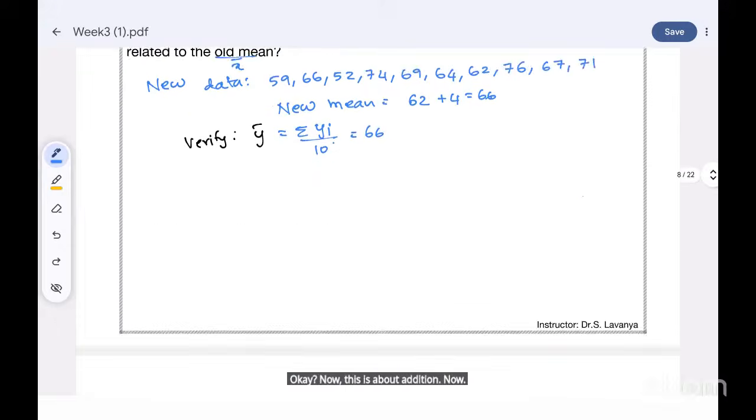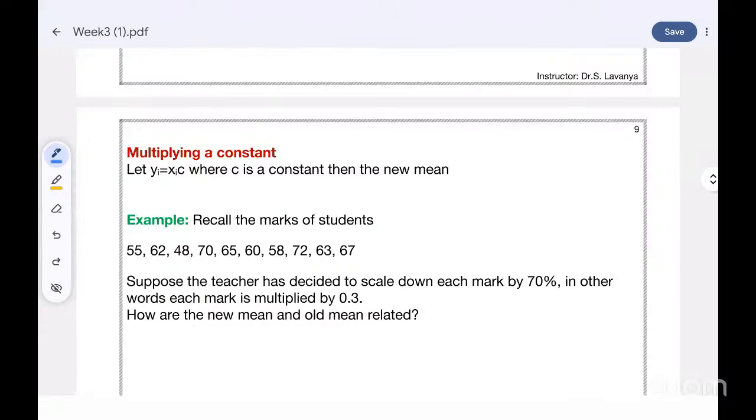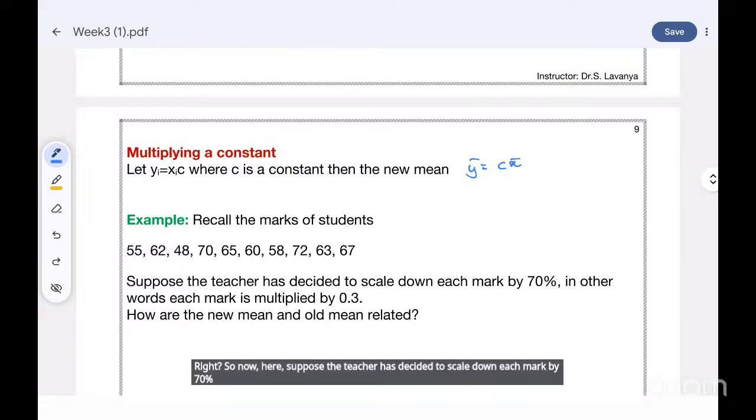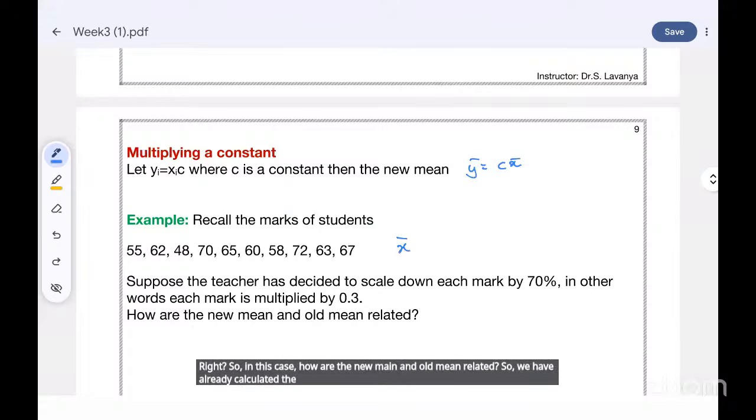Now what will happen if we are multiplying instead of adding? y bar equals x bar times the constant c. That's it. Your new mean will be just c times x bar. Now suppose the teacher has decided to scale down each mark by 70%. What does it mean? We are multiplying each mark by 0.3, right? So in this case, how are the new mean and old mean related? We have already calculated the old mean, which is 62.